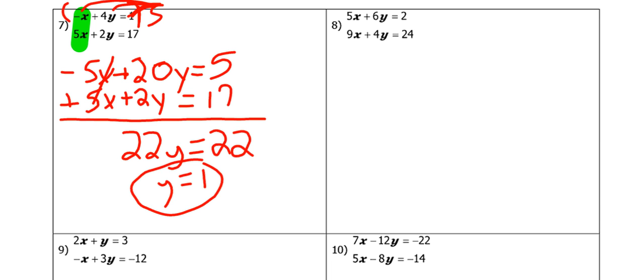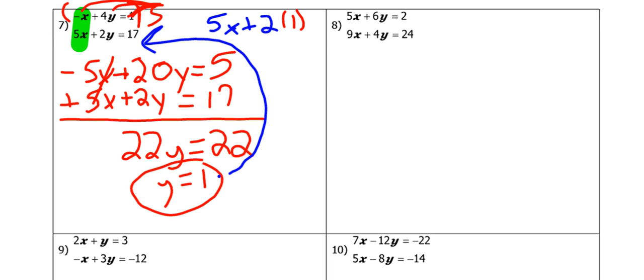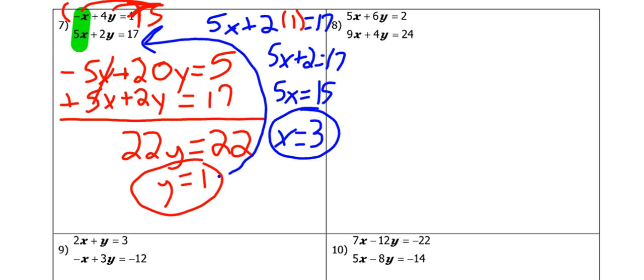Now to solve for y, or excuse me, to solve for x, I'm just going to have to plug y in for one of these equations. I'm just going to pick the bottom equation. It honestly doesn't matter which one. So I'm going to still have 5x plus 2, but remember, we're replacing y with 1 now. So that's a 1 in there instead of a y. And equals 17. So now it's 5x plus 2 equals 17. 5x equals 15 if we subtract 2 from both sides. So then x has to equal 3 when you divide both sides by 5. Then our final answer would be 3, 1.